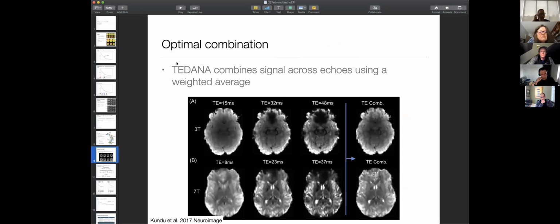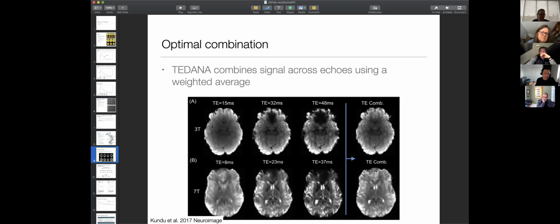So the first step in terms of optimal echo combination, it uses a weighted average. So it's not that you just add up all the echo time images and divide by the number of echoes. They are weighted in terms of the echo time, so that echoes that are close to the optimal bold are weighted higher than echoes that are further away from the optimal bold time. So that in this situation, you don't either have an early echo or a late echo dominating that weighted average.